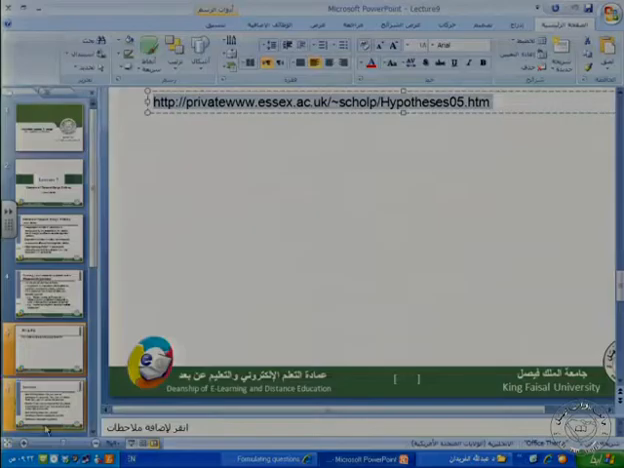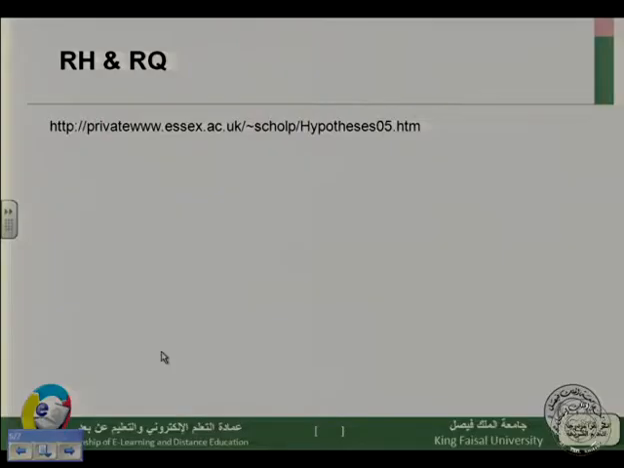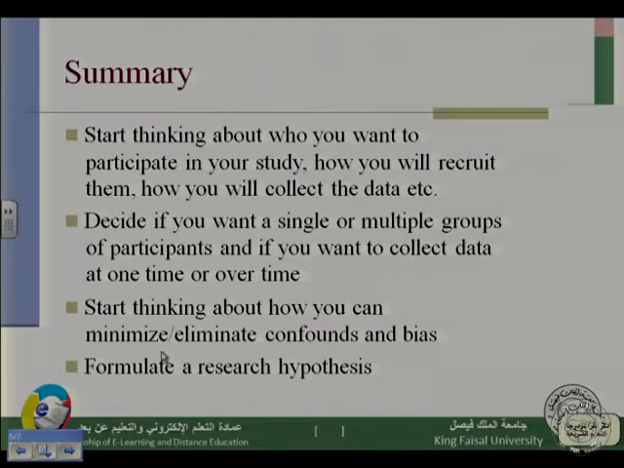Now let's go back to our PowerPoint here. As a summary for the previous 3 lectures, start thinking about who you want to participate in your study, how you will recruit them, how you will collect the data, etc. So you need to think about the sample, how you are going to select them, how you are going to recruit them, to compensate them, and how you are going to collect data from them through questionnaires, interviews, observations, etc.